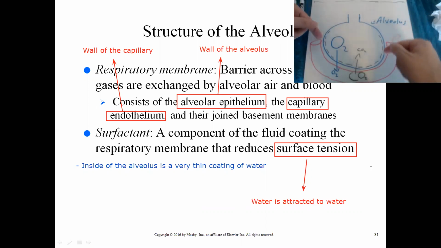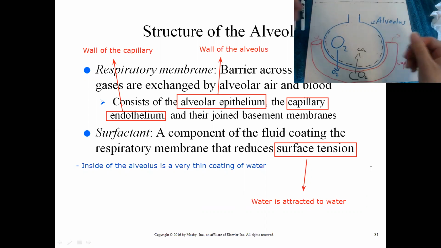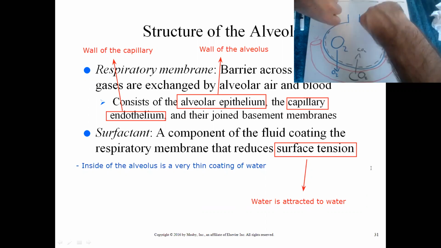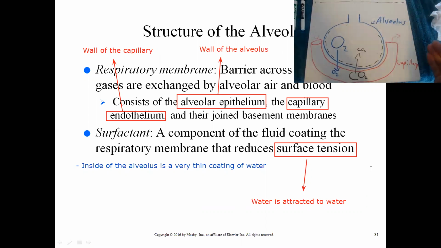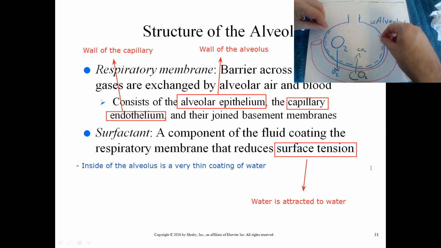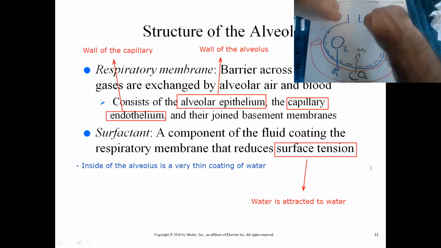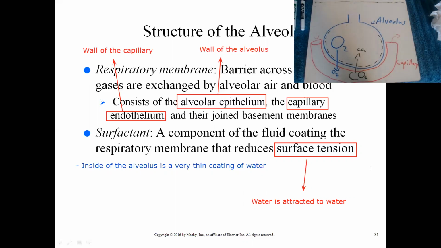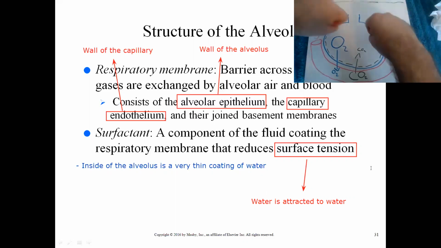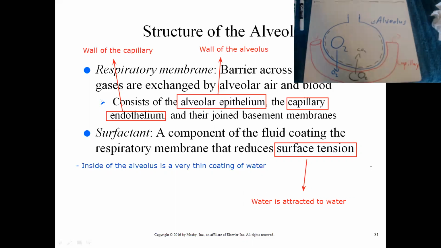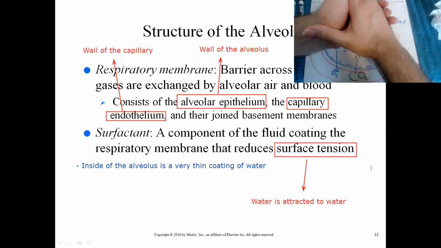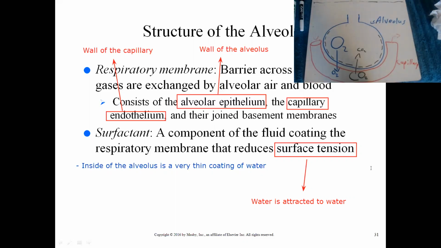So with this water in the alveolus wall, this water left on its own would try to move together into a single puddle. The water molecules attract each other. They try to pull in. And the problem with that is if the water molecules pull in together, they would pull in the alveolus wall as well. And the alveolus would collapse, which of course is bad because then you're not going to be able to breathe.